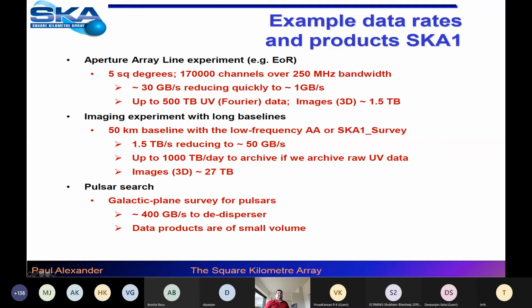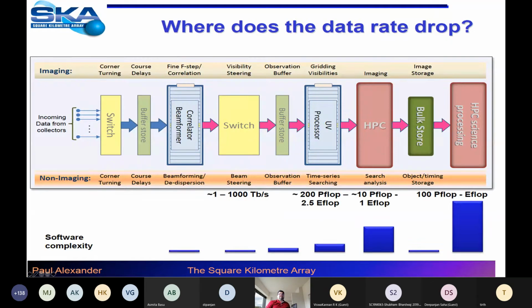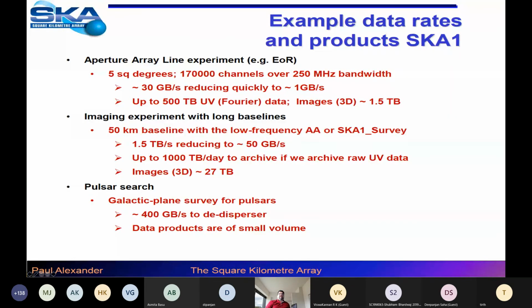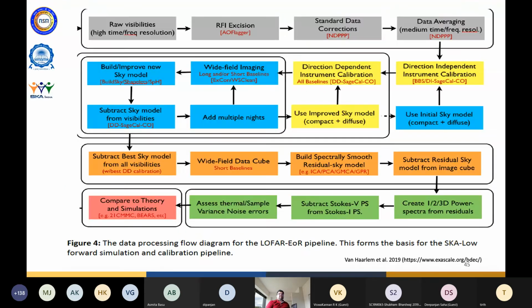So if you have an EoR-like experiment going on, looking at 5 square degrees and about 0.17 million channels, you have kind of 500 TB UV data sets and 3-dimensional images of up to 1.5 TB. So this is basically a breakdown of what we saw in those info slides. How is this processed?